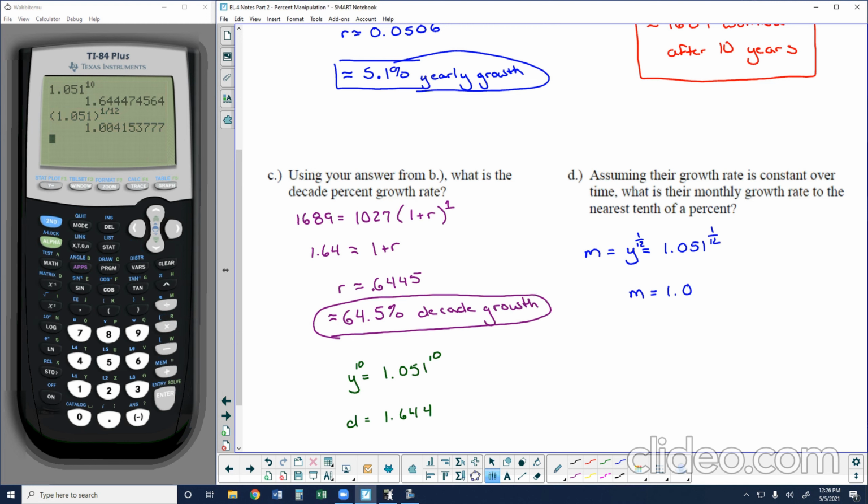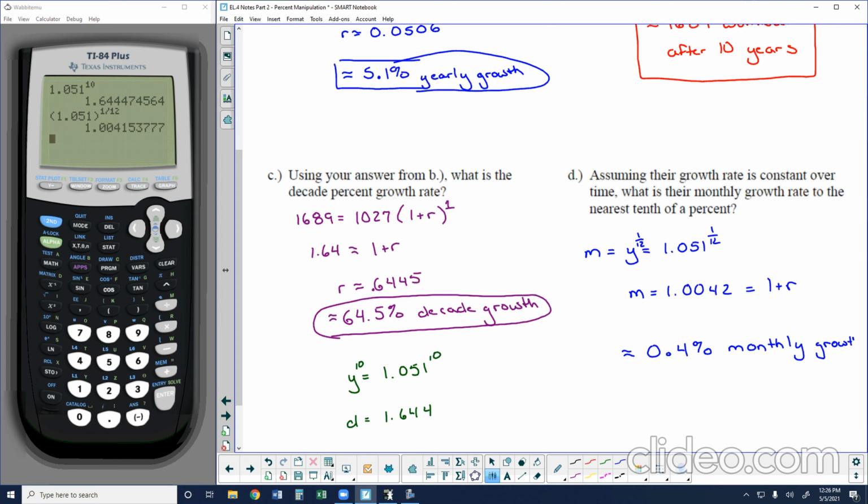So 1.0042 if we approximate things. So the monthly growth rate would be approximately 0. If we round to the tenths of the percentage. Remember, this is the representation of 1 plus R. So we would subtract 1, we'd be focused on just the decimal point of this. The monthly growth rate would be approximately 0.4%.